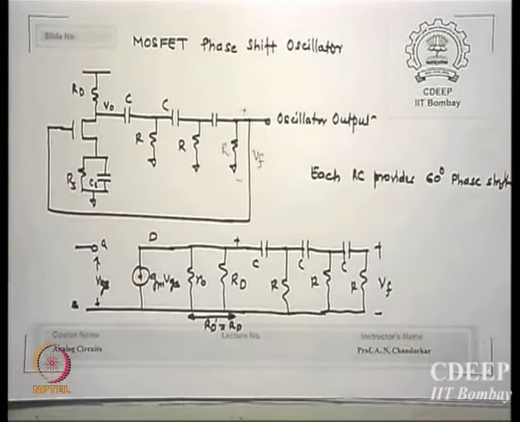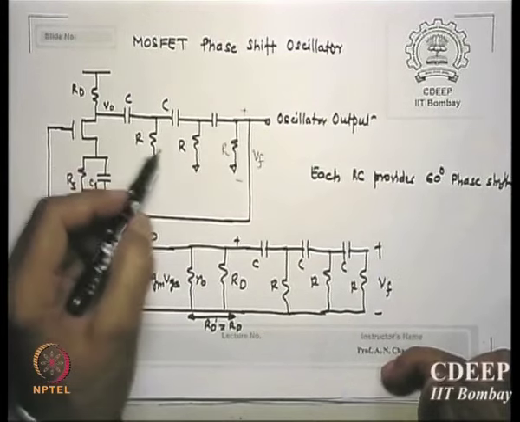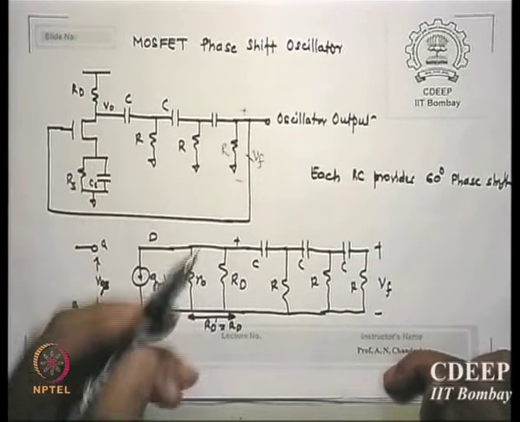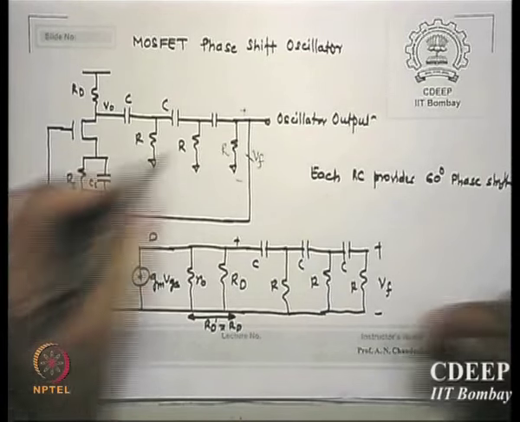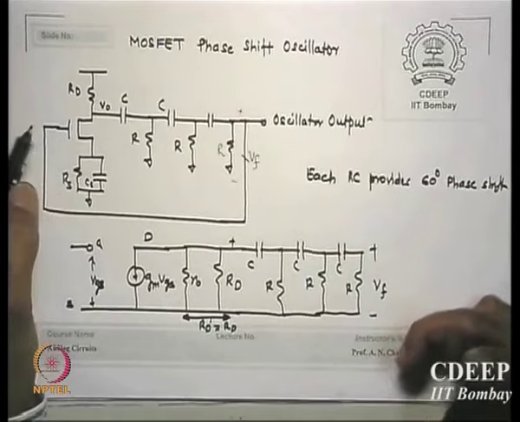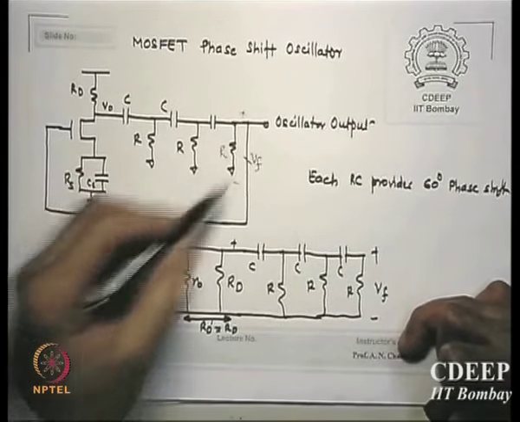Now the criterion for oscillation should be that this RC, CR, CR should each give you 60 degree phase shift. Is that correct? So 3 of them will give how much? 180 degree phase shift. 180 will come from the transistor. So the total feedback will be 360 degree, in phase. Is that correct? In phase. So if the return is in phase, oscillation builds, and that's what the circuit is about.